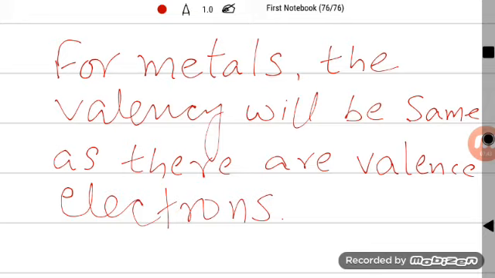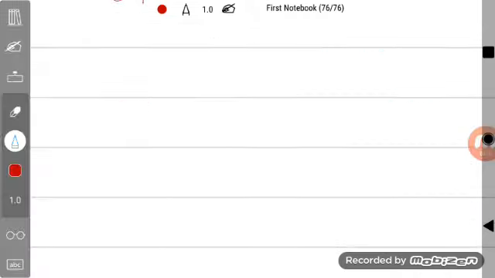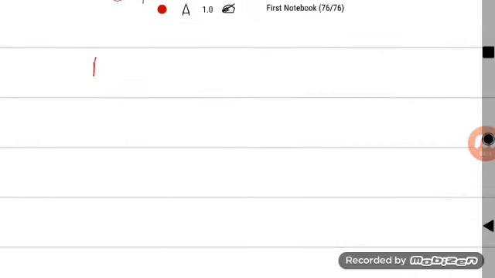Now students, to calculate the valency of an element, I already told you that we should have the knowledge regarding the atomic number of that element. Now in case of metals, if you want to solve out the valency of a metal atom, the valency will be the same as the number of valence electrons in that metal atom. I am giving you one example. If we take sodium atom, the symbol is Na.